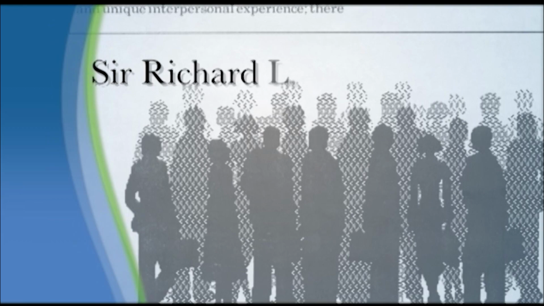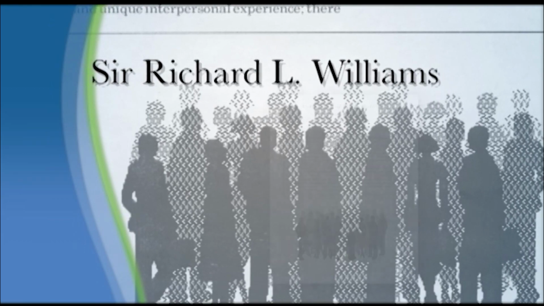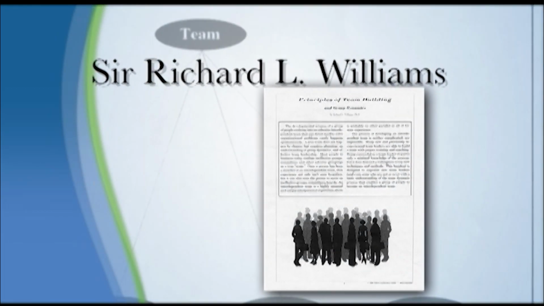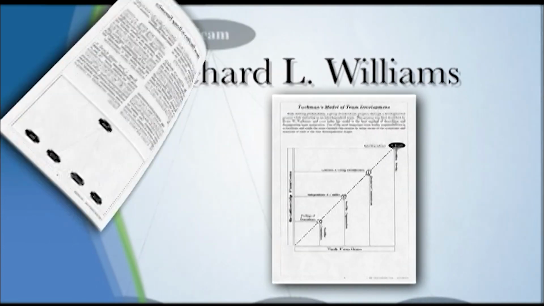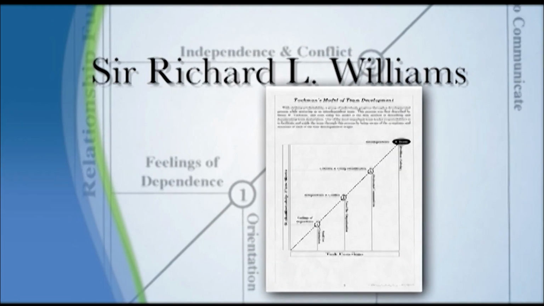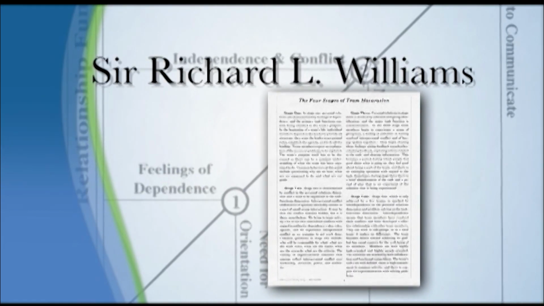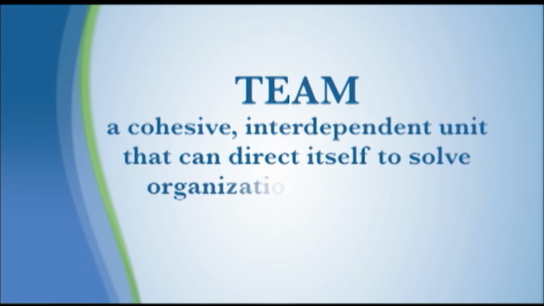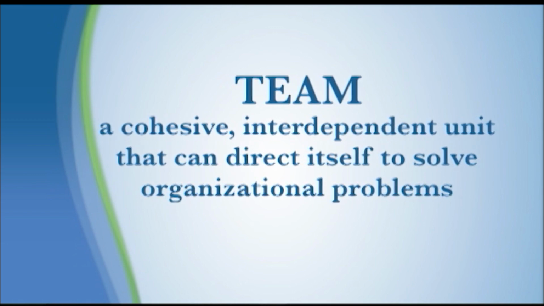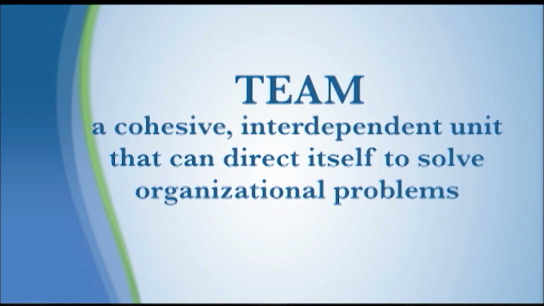The main source that we will use to describe team function comes from Sir Richard L. Williams, an article that he published in 1998. Dick Williams, as a young man, studied organizational dynamics in Great Britain and contributed so much to that literature that he was knighted by the Queen for his work. Sir William defines a team as a cohesive, interdependent unit that can direct itself to solve organizational problems.